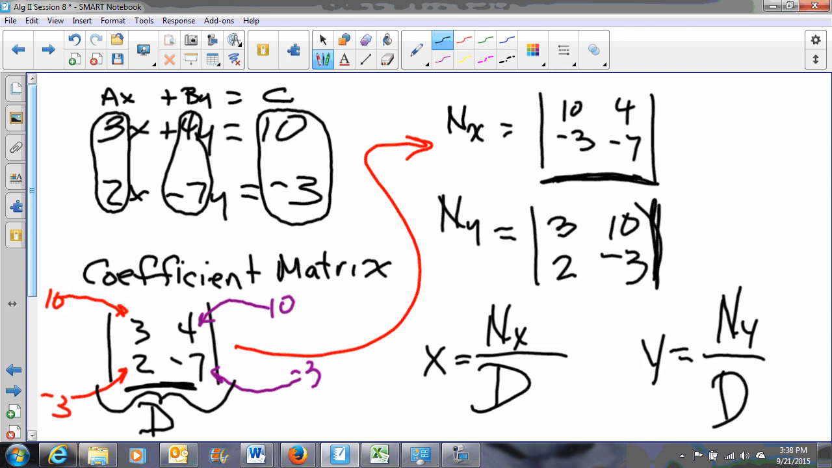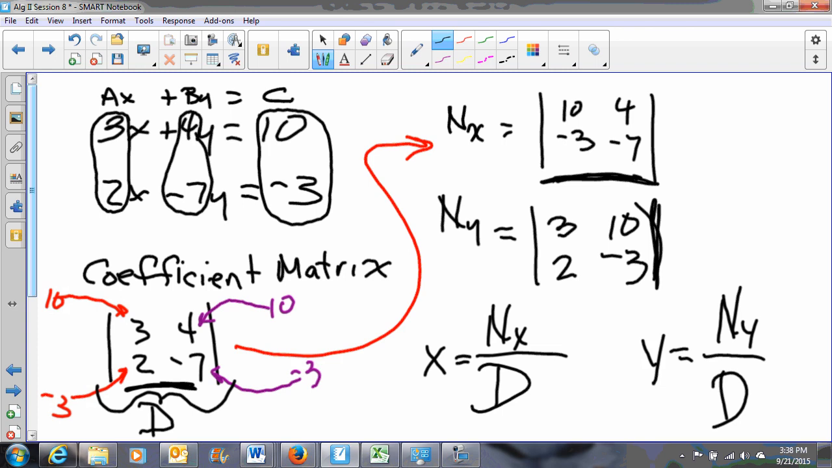The n sub x is the numerator for Cramer's rule to give you the value for x. And n sub y is the numerator for Cramer's rule that will give you y. Now, let's just go ahead and do a little math here.